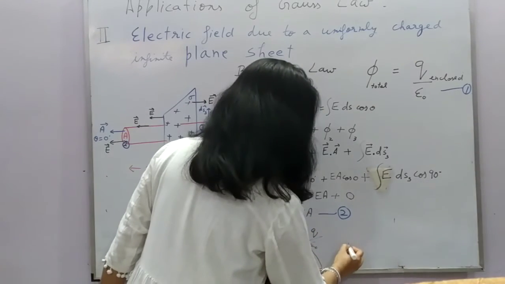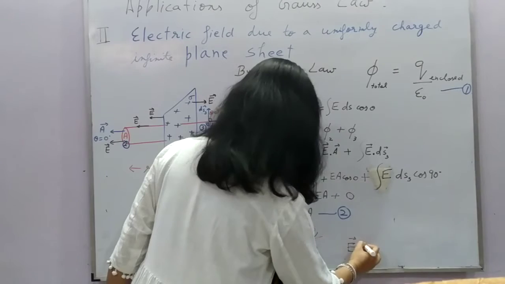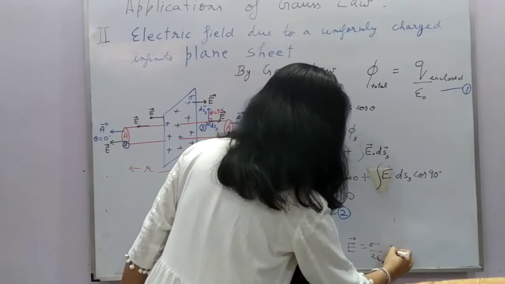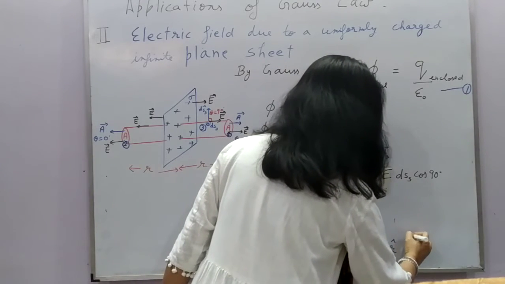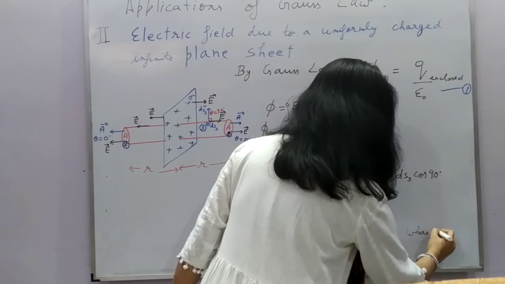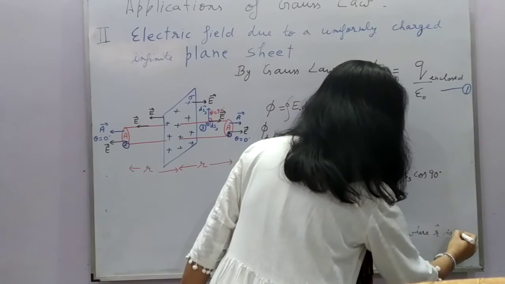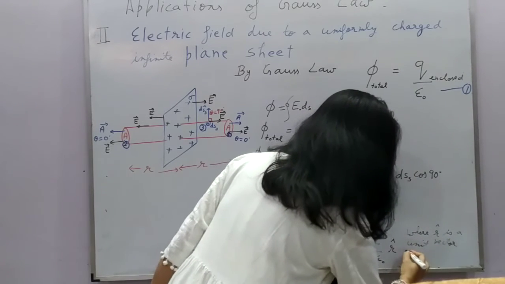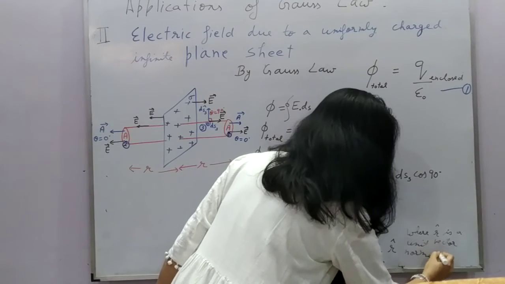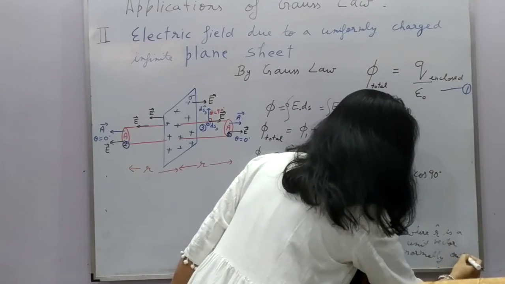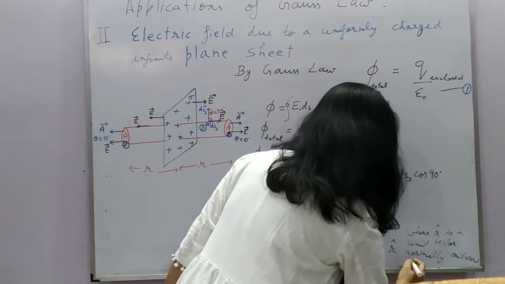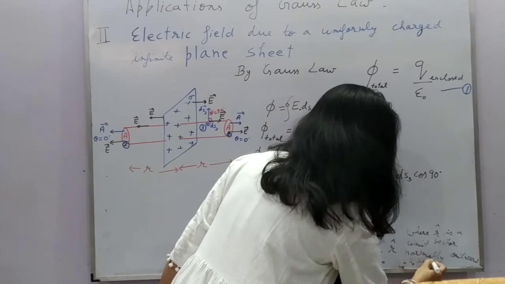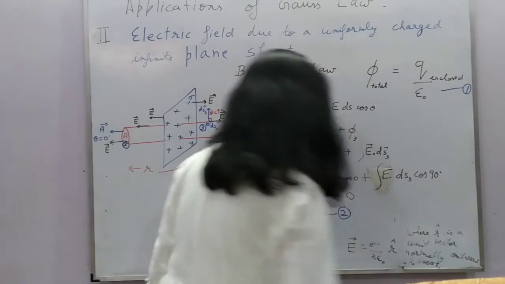And if you want to write this in vector form, you can write sigma upon 2 epsilon naught r cap, where r cap is a unit vector normally outward to the sheet.